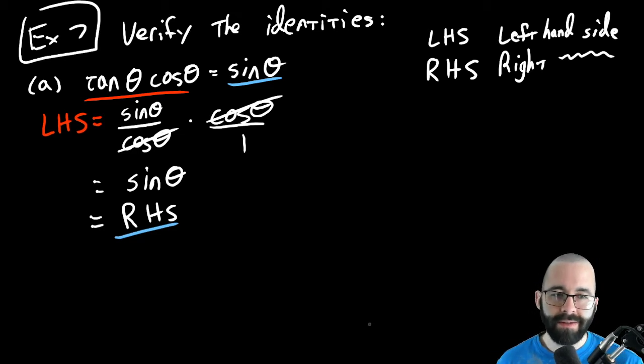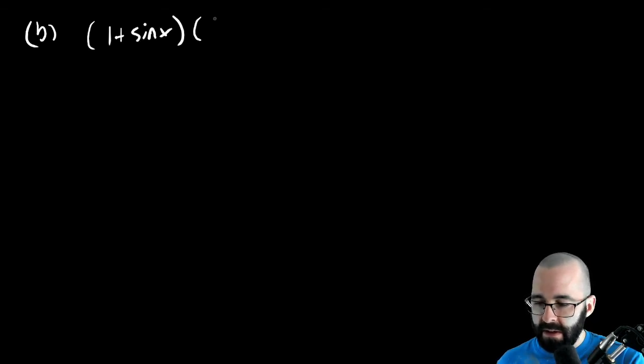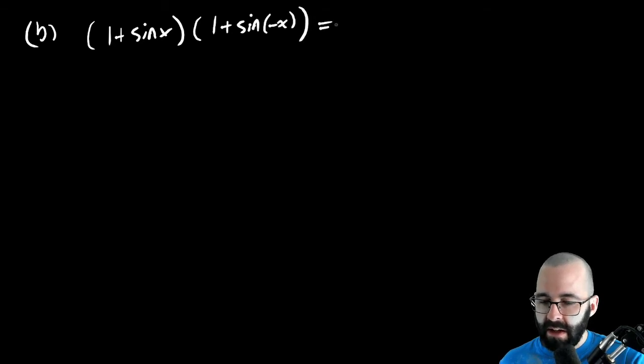That's all there is to it. Now, obviously, the problems are going to get much harder, but that's the logic. Part B. 1 plus sine of x times 1 plus sine of negative x equals cosine squared of x.